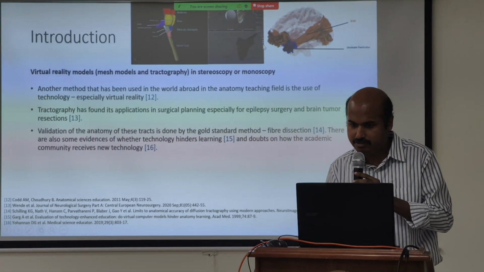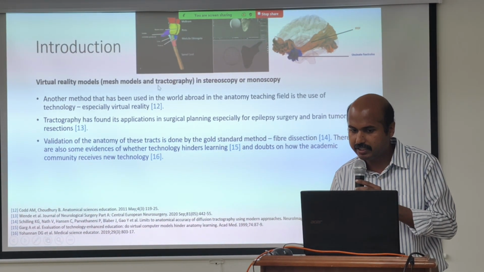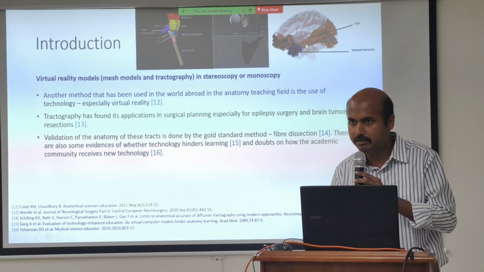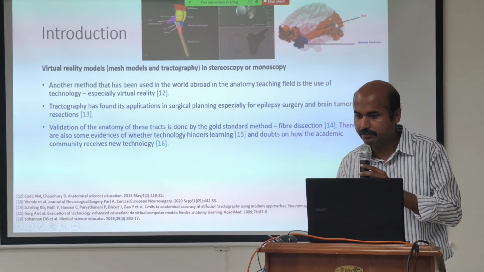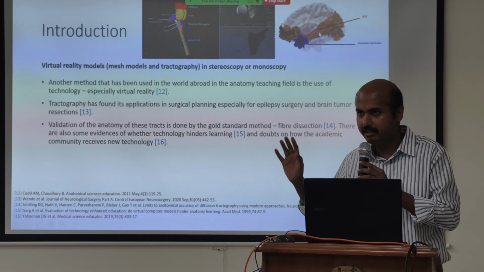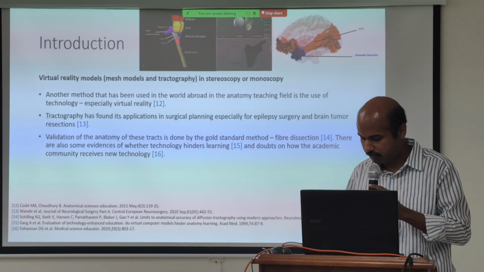I use mesh models, and since it is white matter, we also focused on an imaging technique called tractography. This is a tractography visualization of two important white matter tracts in our brain. This is the IFOF, the inferior fronto-occipital fasciculus. This is the uncinate fasciculus. They can be very clearly visualized. This is done from the Human Connectome Project.